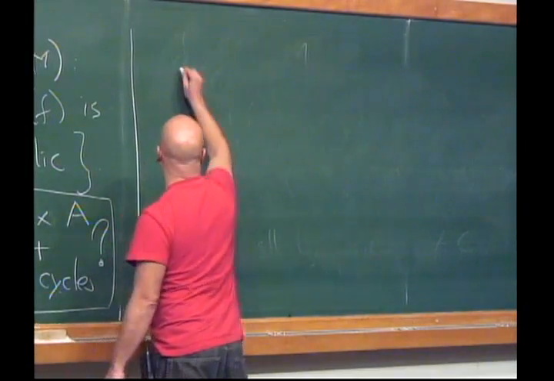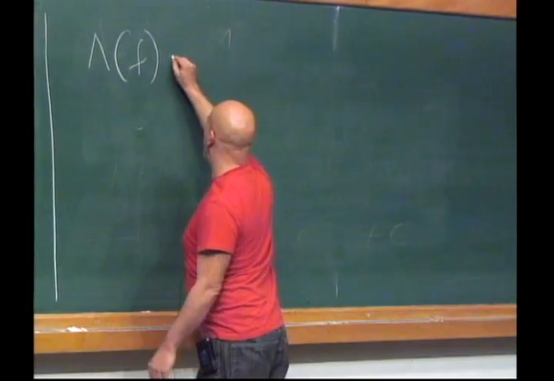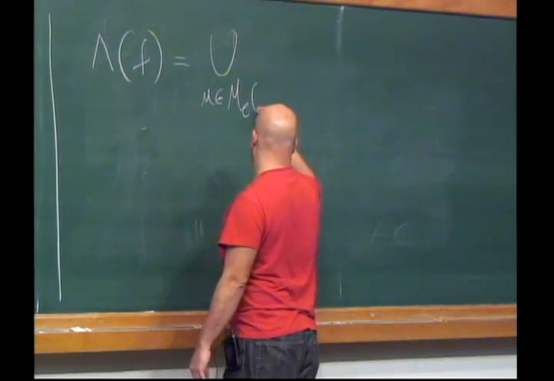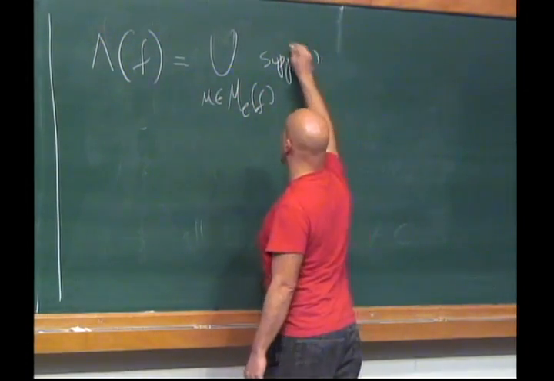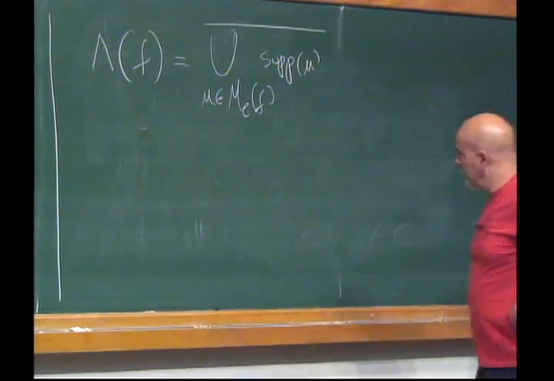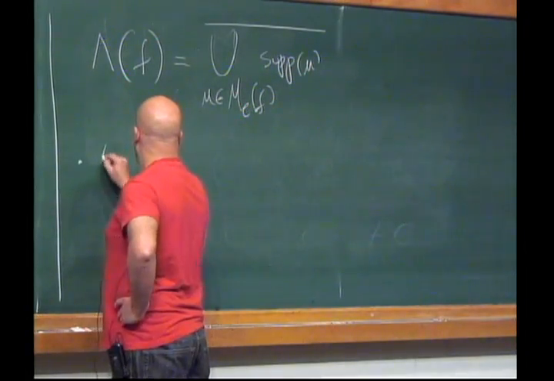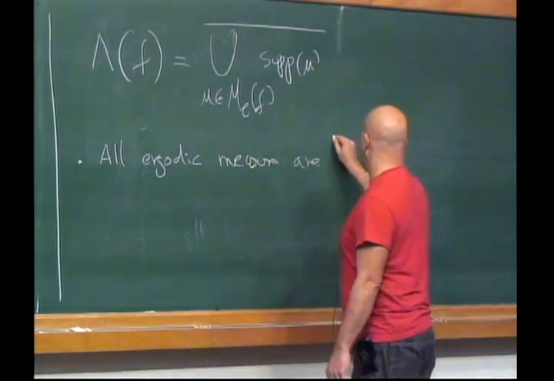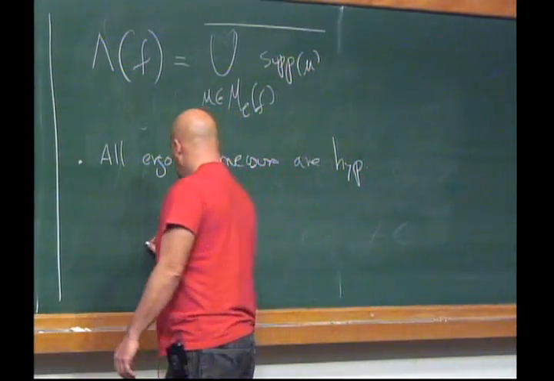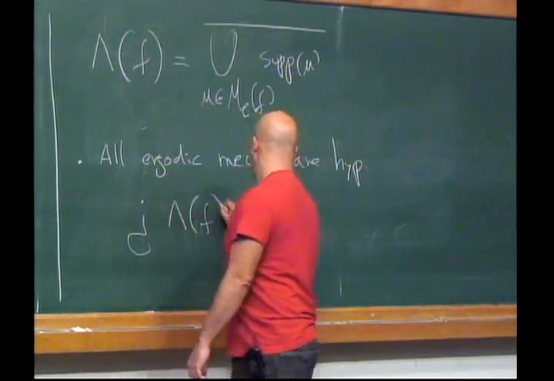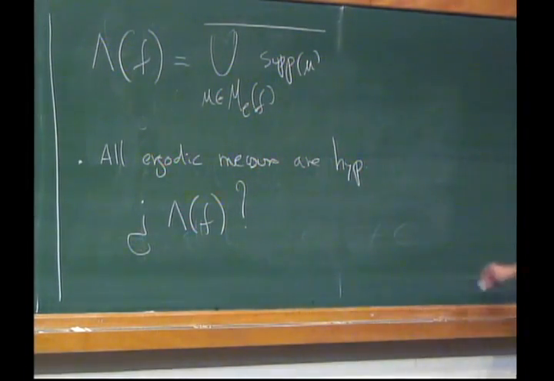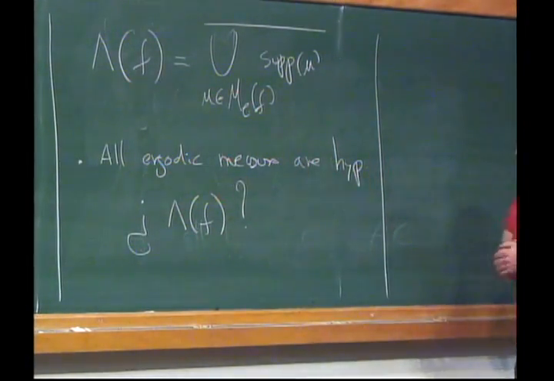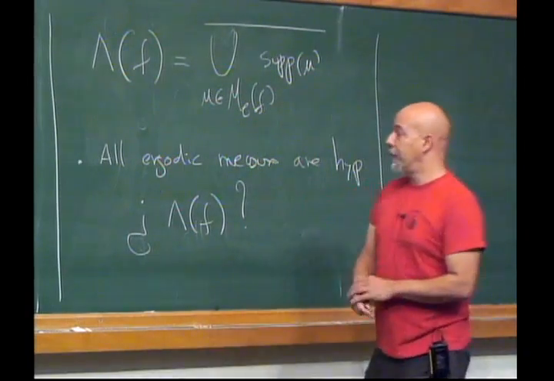But let me make the following definition. Let lambda f be the union of the supports of the ergodic measures. So assume that all ergodic measures are hyperbolic. What can we say about lambda f? It's not true that if all ergodic measures are hyperbolic, then F is Axiom A.